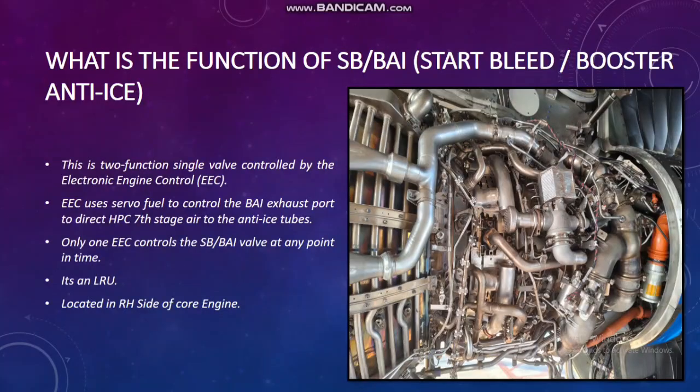The next question is, what is the function of the start bleed booster anti-ice valve? You can see the diagram, start bleed booster anti-ice. This is your diagram in the core area. It has two functions, a single valve controlled by the EEC. The EEC uses servo fuel to control the booster anti-ice exhaust port to direct HPC stage 7 air to the anti-ice tube. So this will use stage 7 high pressure air for the anti-ice tube also. Only one EEC controls the start bleed booster anti-ice valve at any point of time, and this is a line replaceable unit located on the right side of the core engine.